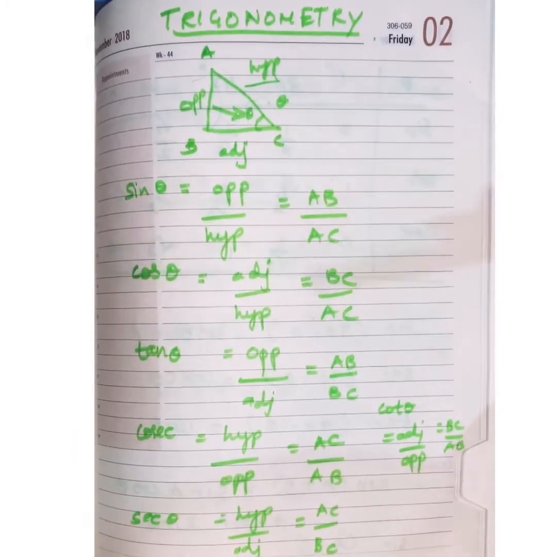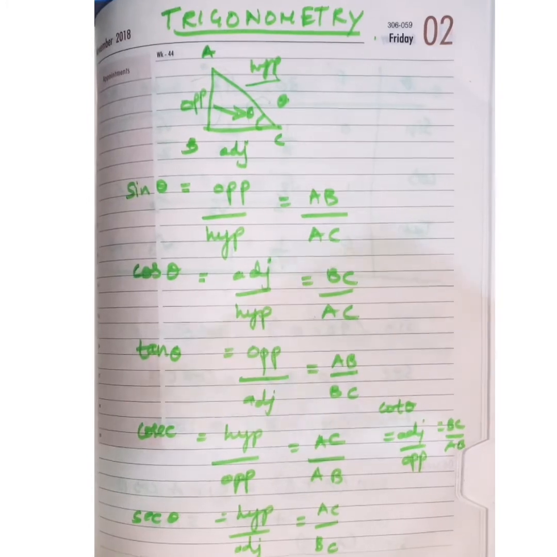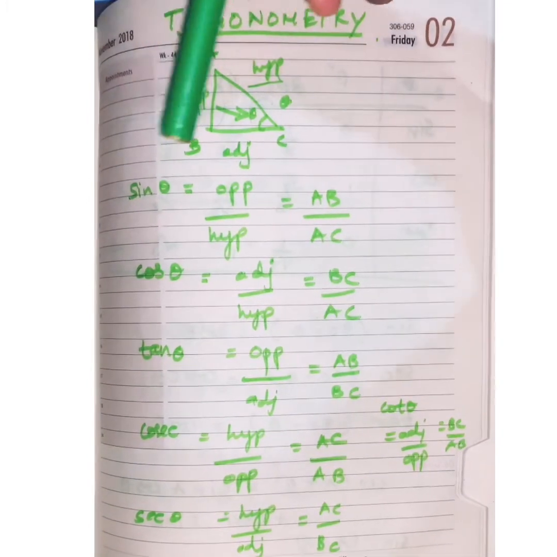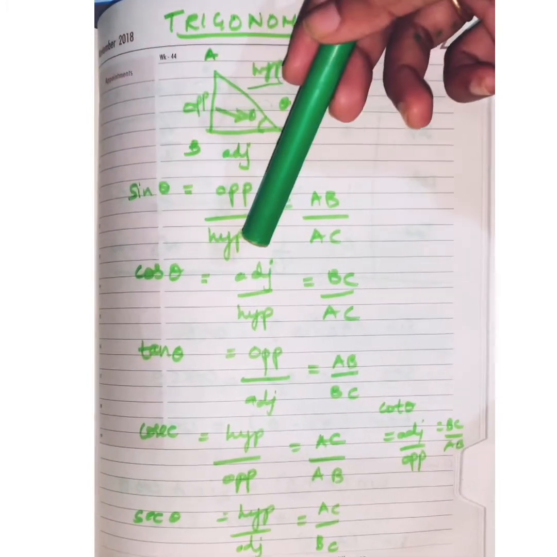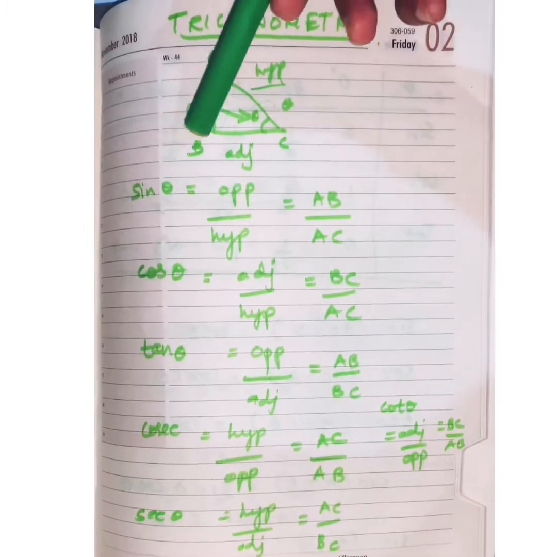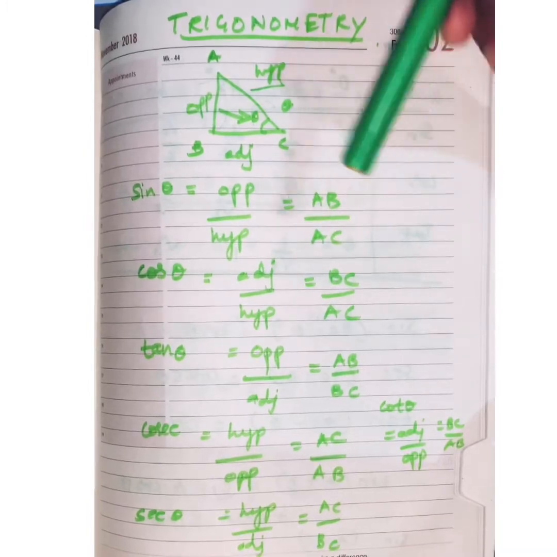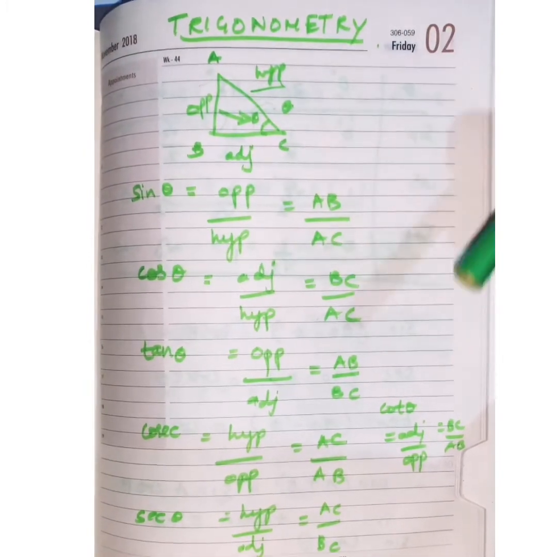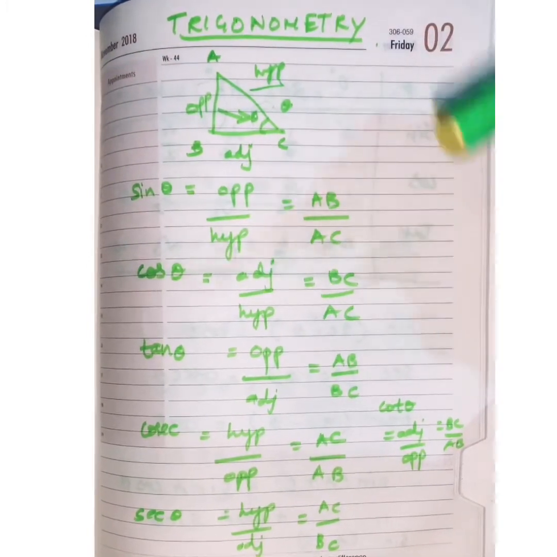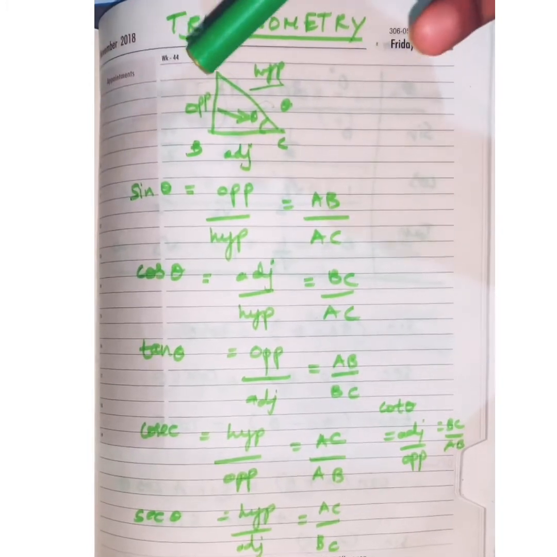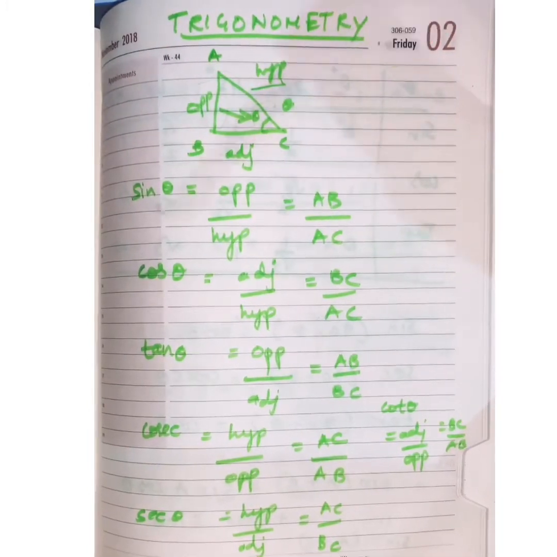And how to find sine theta? Sine theta is opposite by hypotenuse, which is opposite AB by hypotenuse AC, AB by AC. Knowing the values, you can substitute and find the value of sine theta. And if the angle is given directly, you can find the value for the angle and substitute it.